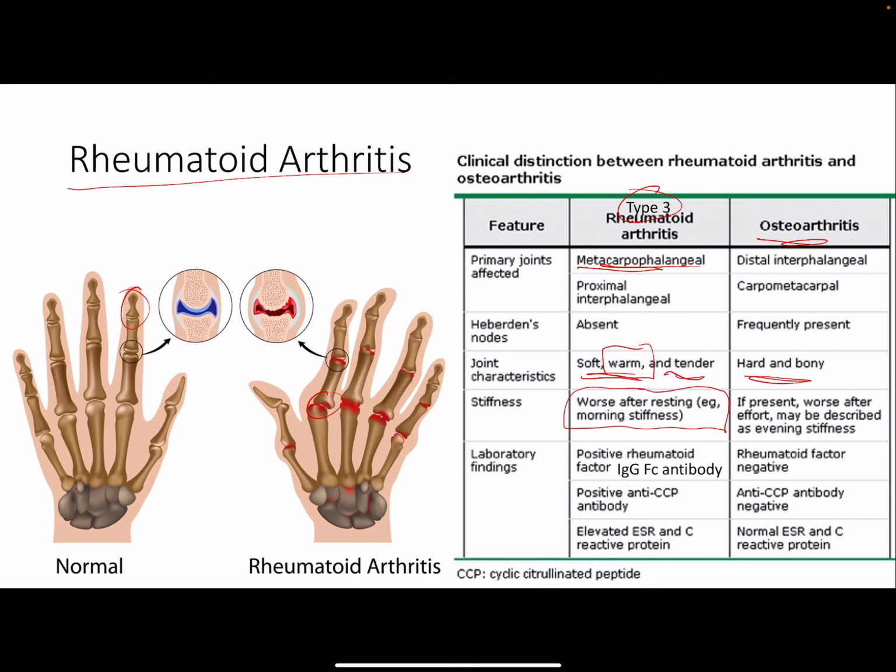Inflammatory pain is worse when you're resting. It's worse in the morning, but the more you use them, the more the muscles and joints get moving, the better it feels actually. And that would be opposite in something like osteoarthritis.